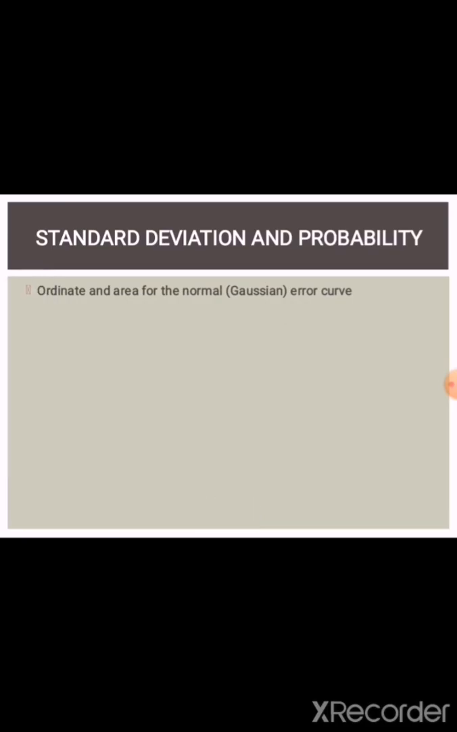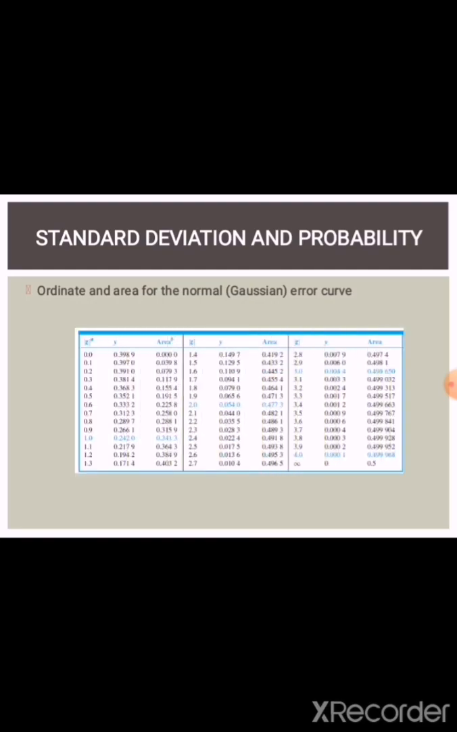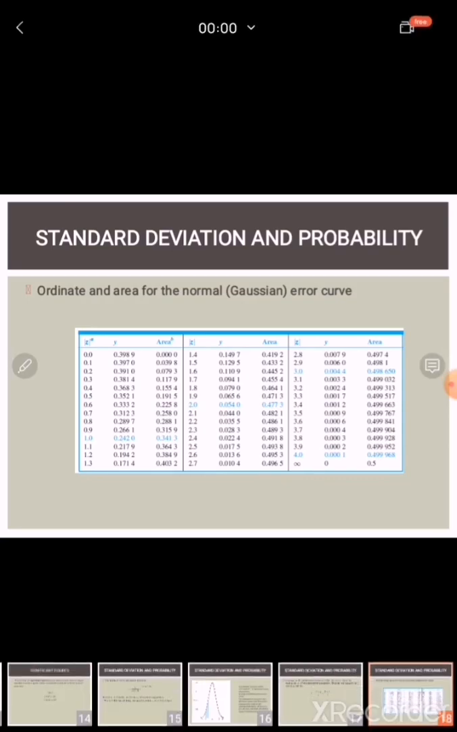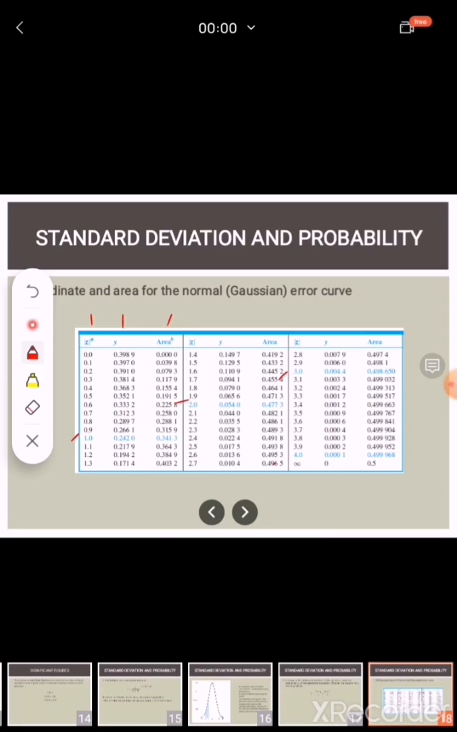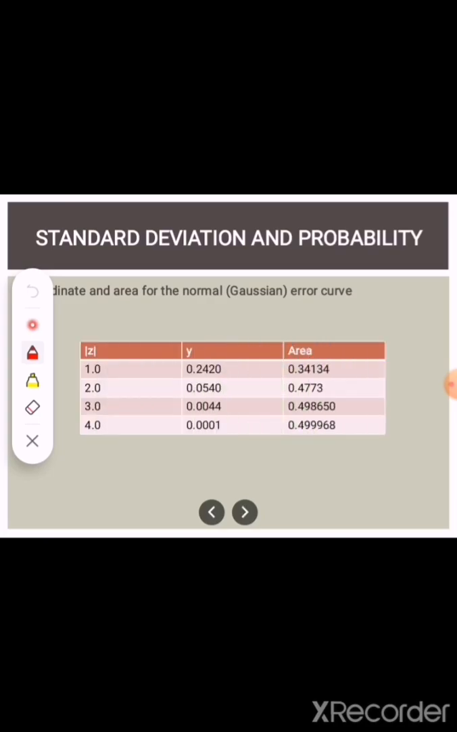Okay, ordinate and area for the normal or Gaussian error curve. So, we have the z here, y, and the area. Okay, so itong area ito, let's look at the 4 highlighted values. We have 1, 2, 3, and 4, which are normally used for the normal or the Gaussian error curve. Okay. So, we have this area. So, ito lang yung pinaka-important natin i-take note.